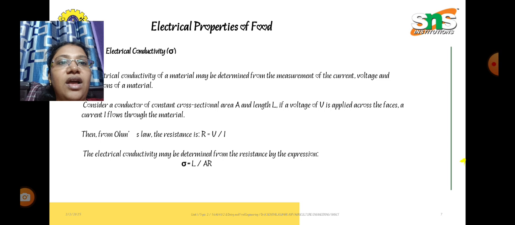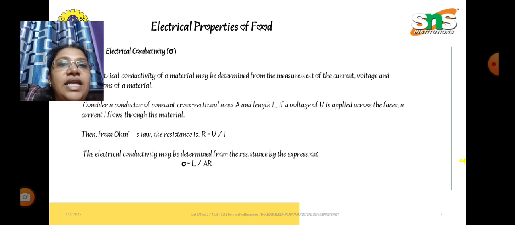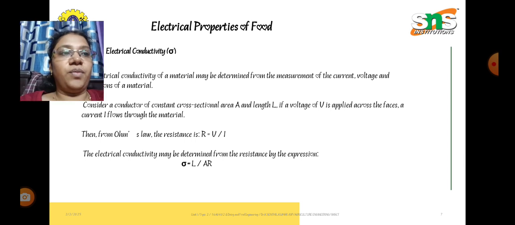With that we can find the electrical conductivity from the resistance by the expression sigma equals L, the length of that particular material, divided by the cross sectional area A, times the resistance that we have obtained.